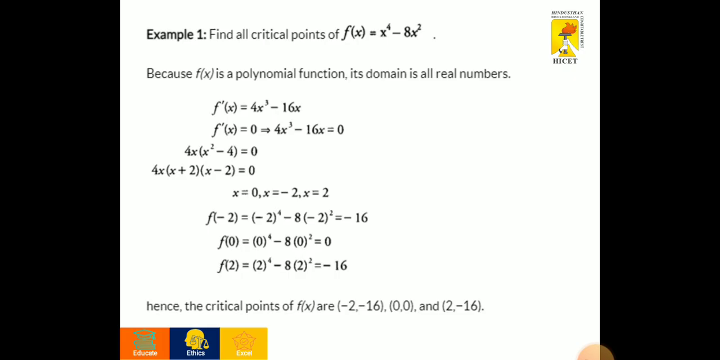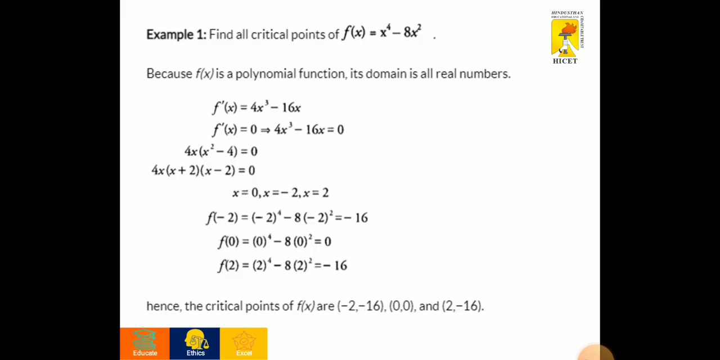The problem is: find all critical points of f of x equal to x power 4 minus 8x square. Here f of x is a polynomial, so its domain is all real numbers. To find the critical point, first we have to find the derivative f dash of x. When you differentiate the function f of x, which is x power 4 minus 8x square, we have the first derivative as 4x cube minus 16x. Then put f dash of x equal to 0. So we have 4x cube minus 16x equal to 0.